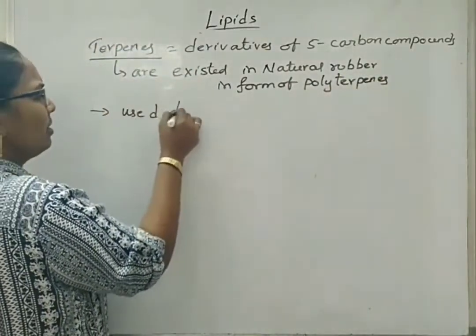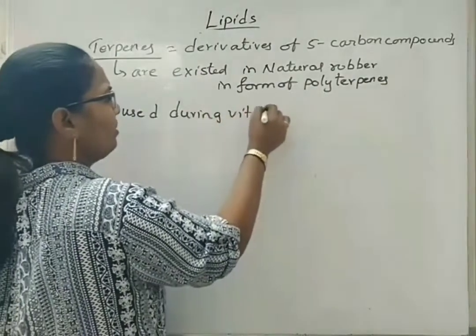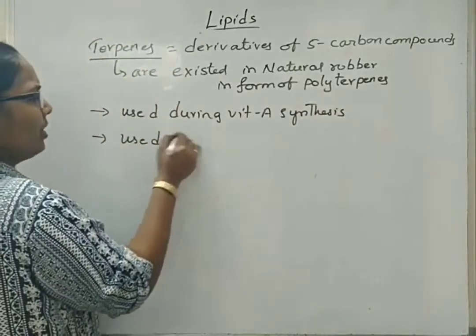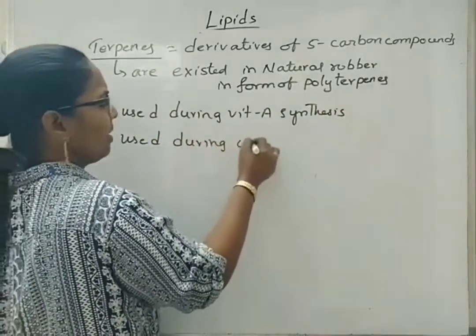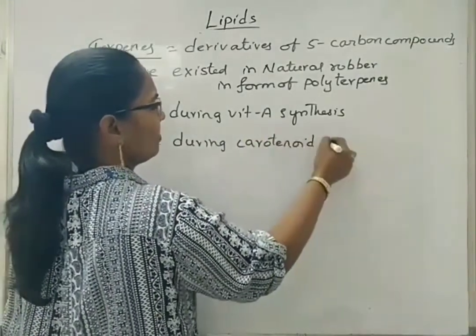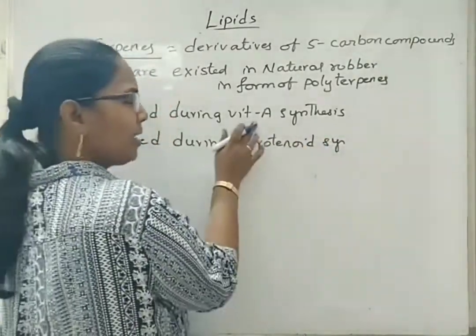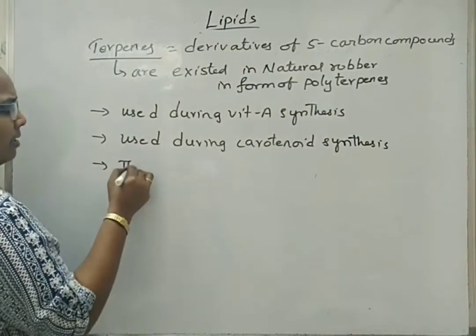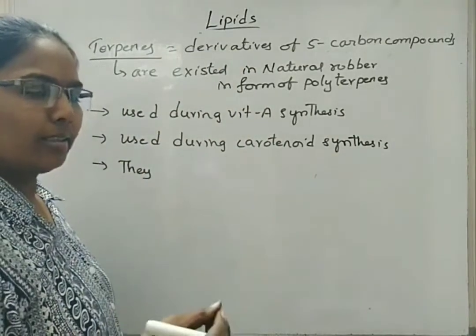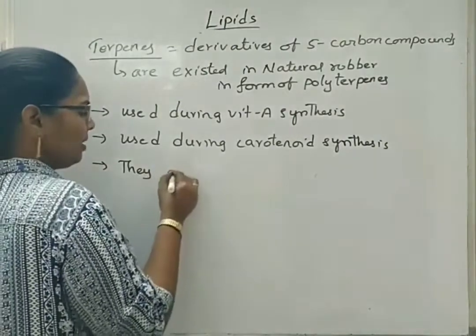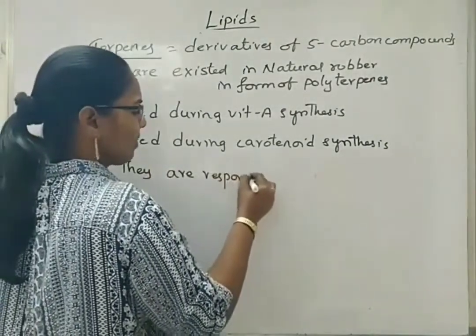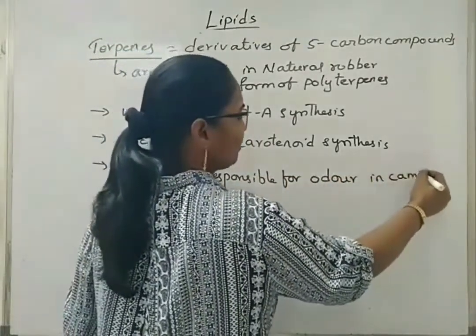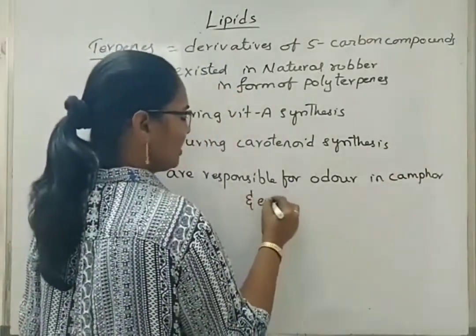These are used during vitamin A synthesis. Next, they are used during carotenoid synthesis. Carotenoids are considered to be the precursors of vitamin A synthesis. Next, they play a very important role in the odor released from camphor and eucalyptus oil. They are responsible for the odor in camphor and eucalyptus oil.